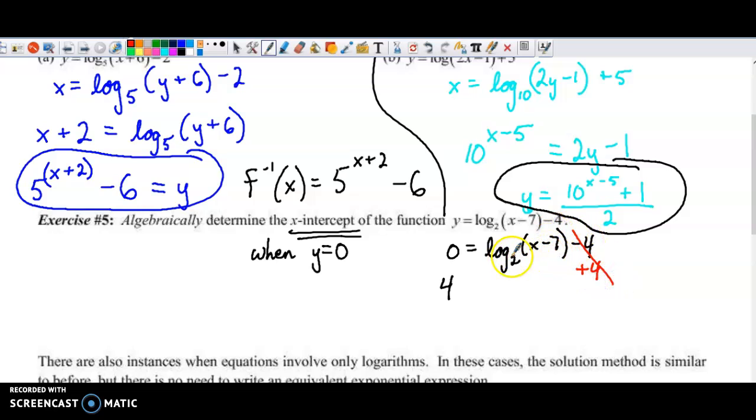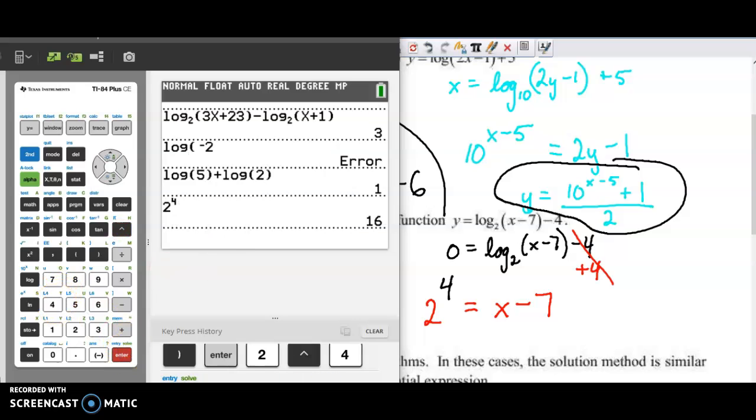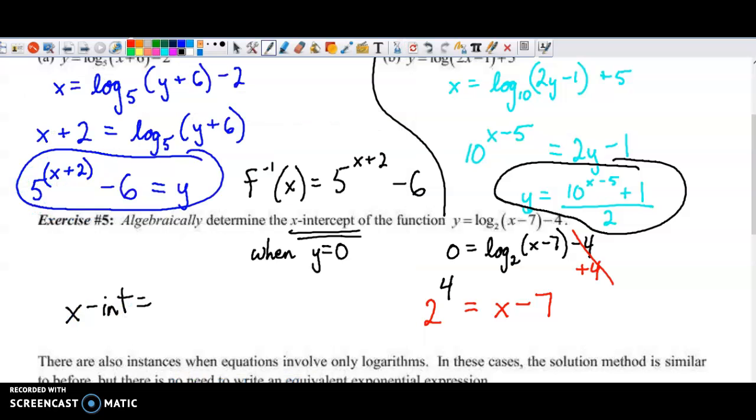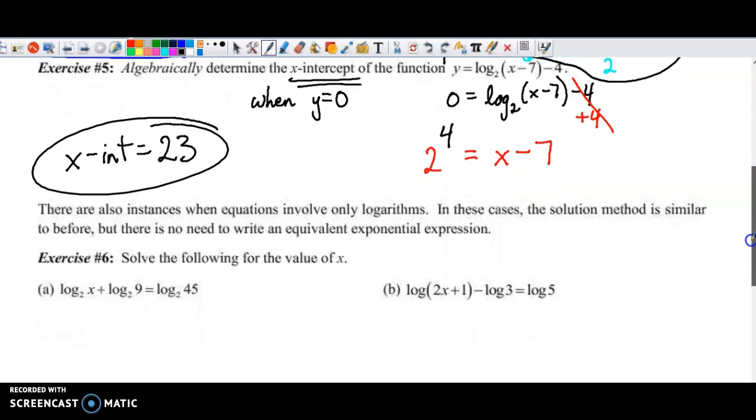Because at this point, I hope you would change it from log form to exponential. So 2 to the 4th power would be equal to x minus 7. And then your last step would be to add 7 over. Although I would even take it a step further and hope that you would do 2 to the 4th power in your head. But if not, multiply it out. Use a calculator. That's 16. And then add 7 over, and you get 23 for that y-intercept. Sorry, x-intercept. And you could also check your work with a graphing calculator and plug it in.